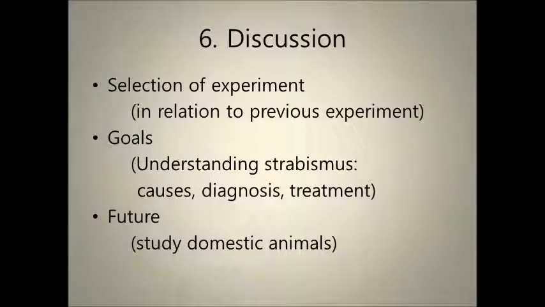We have selected an experiment for this semester that was linked to our previous semester's experiment. Our goals are to understand strabismus, understanding strabismus' causes, diagnosis, treatment, and being able to read test results. Perhaps in the future, we may be able to do extended studies related to domestic animals, such as dogs or cats.